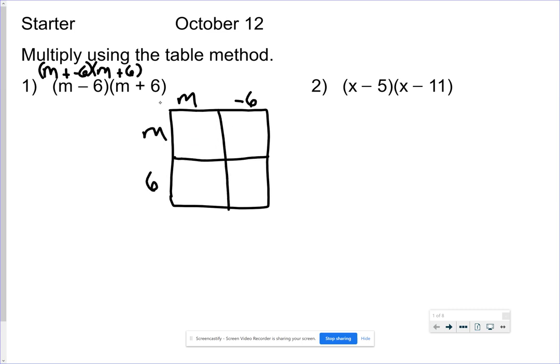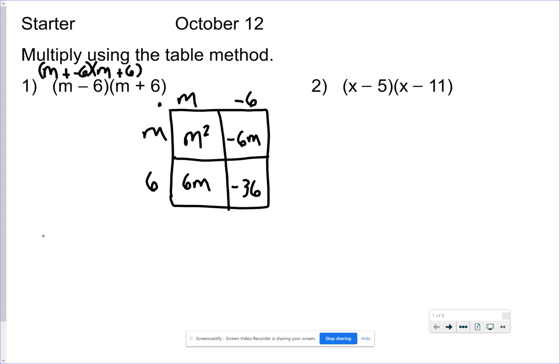And we are going to find the product of m and m. M times m is m squared. It's just a multiplication table. So m times m is m squared. Negative 6 times m, or m times negative 6, but we'll put the negative 6 in the front. M times 6, or 6 times m. Again, we're putting the coefficient in front, the number that we're multiplying with in front. 6 times negative 6 is negative 36.